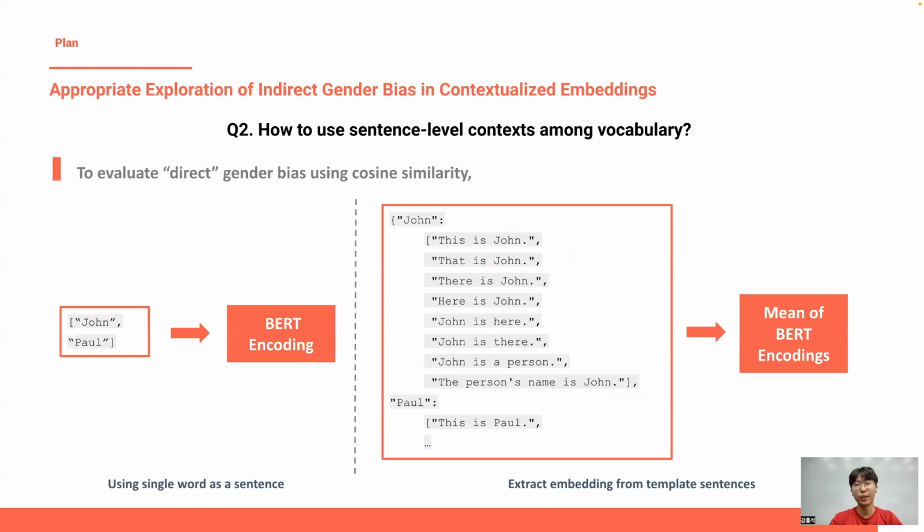Also, in our experiment on computing direct gender bias using BERT, we treat each word as a single sentence. However, in sentence level context, positional information really matters. So we'll consider reasonable templates for the target dataset.